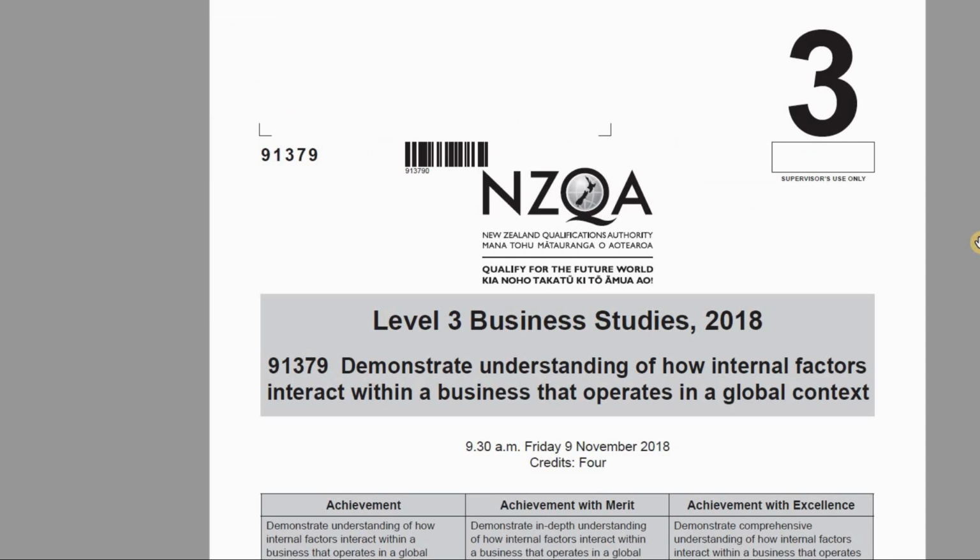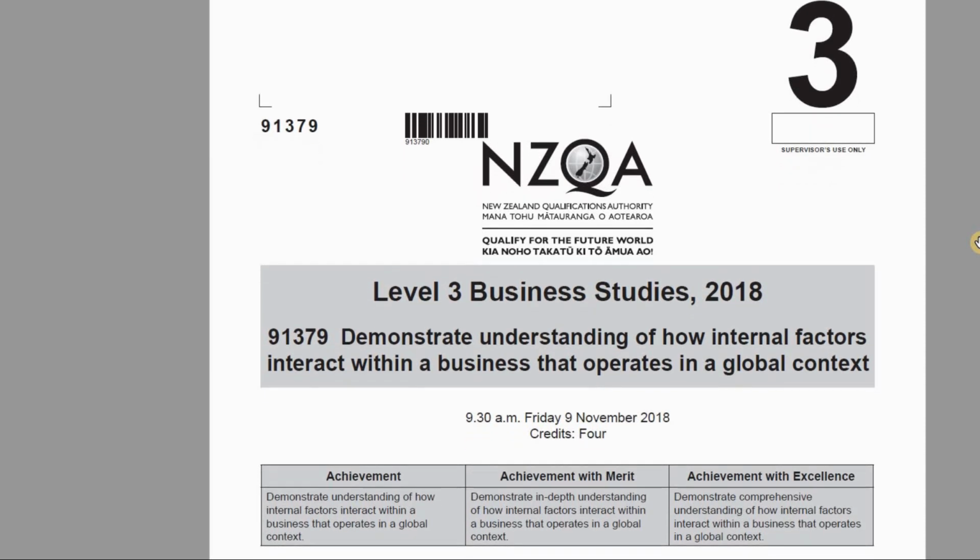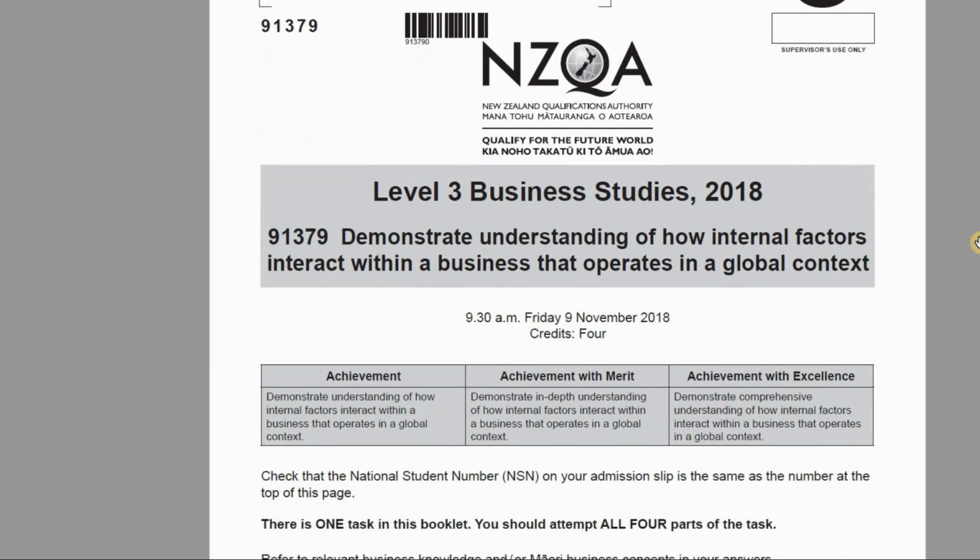Here is a paper from the Level 3 examination from 2018. It's 91379, otherwise known as Achievement Standard 3.1. So when I open this for the first time, I'm going to look through the questions first to try to get an idea of what I'm going to be up against in this exam.